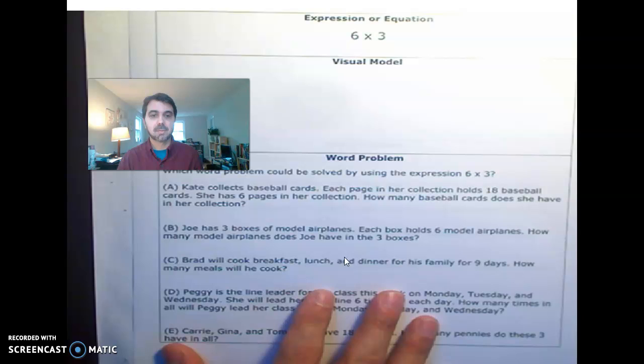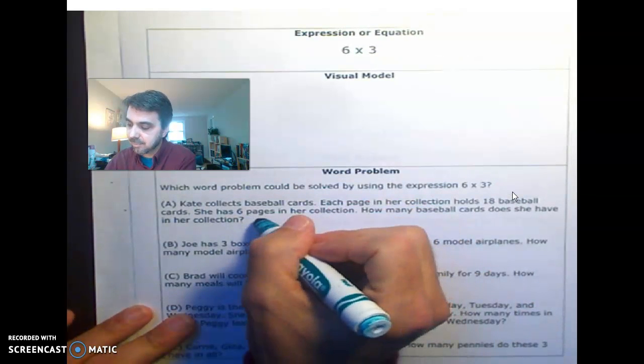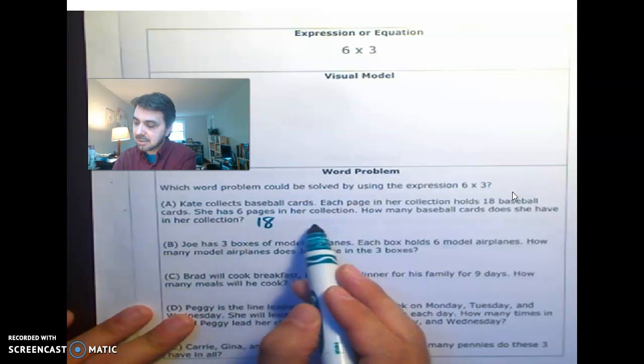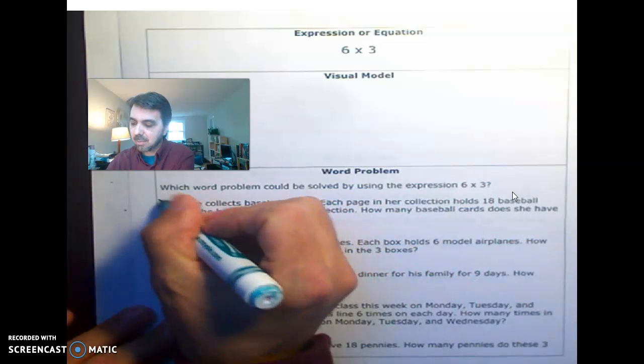Okay, let's read the first one. It says Kate collects baseball cards. Each page in her collection holds 18 baseball cards. Okay, so she collects baseball cards. Each page holds 18. That's a lot. She has 6 pages in her collection. How many baseball cards does she have in her collection? All right, well, each page holds 18, right? And she has 6 pages, so that would be 18 times 6. That's not 6 times 3, so I don't think that one makes any sense.